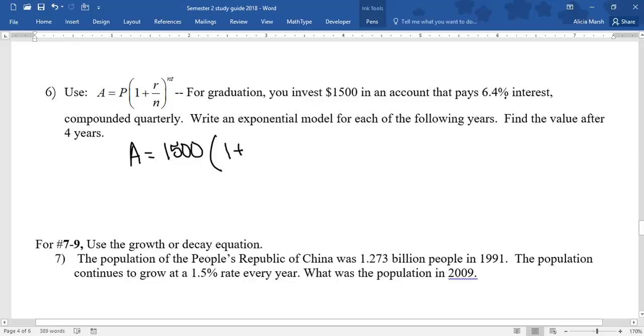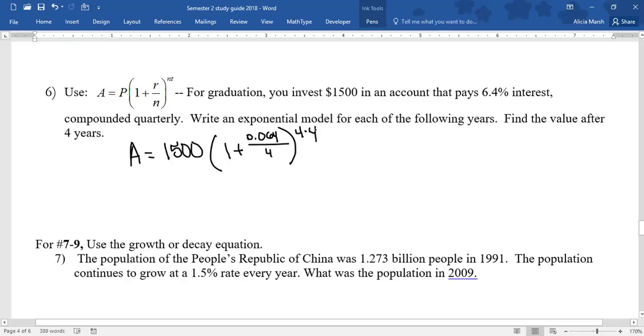I got to change that into a decimal. So that'd be 0.064. And it's compounded quarterly. That's what n is for. You're compounding. How many compounds are you doing a year? Well, quarterly would be 4 times. So it's going to be 4 times t, 4 years.